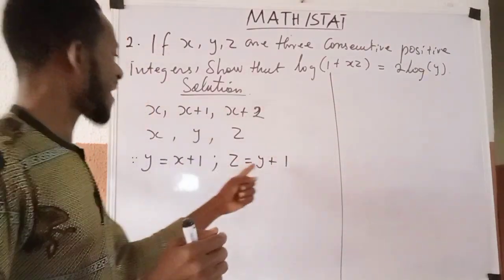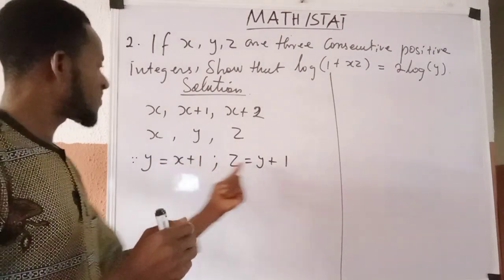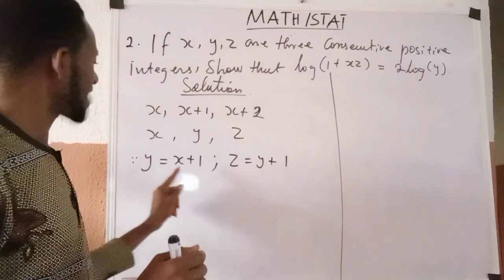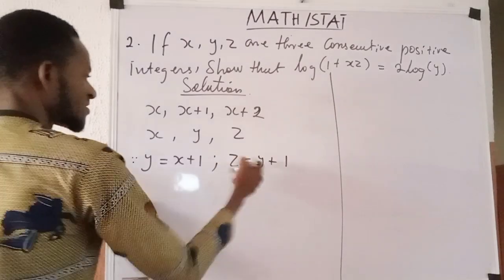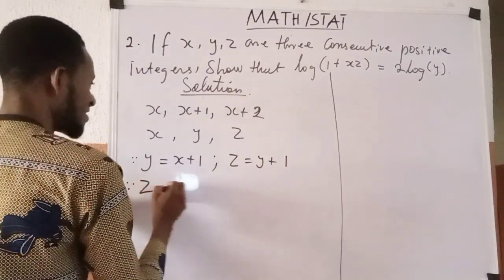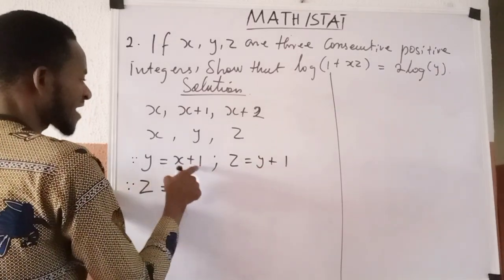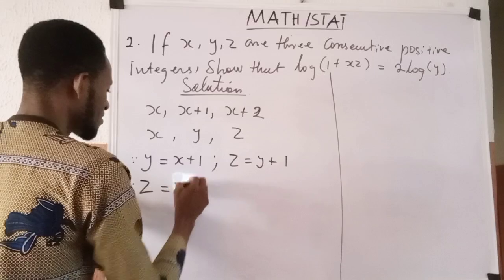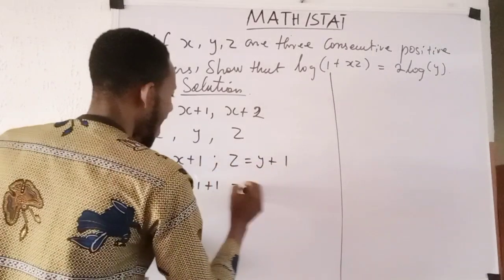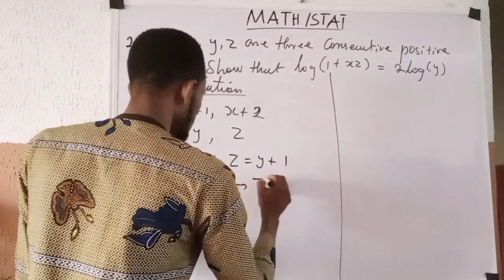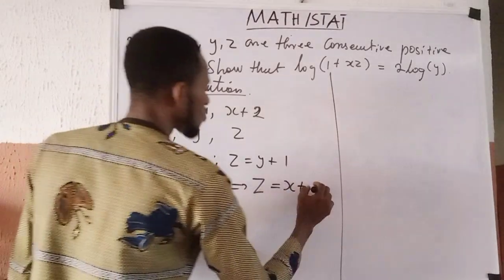But you recall that my y on its own is x plus 1. So in place of this y, I can remove it and replace it with x plus 1. Therefore, this my z here is given as x plus 1, then plus this 1 that is here before. This implies that my z equals x, and 1 plus 1 is 2.